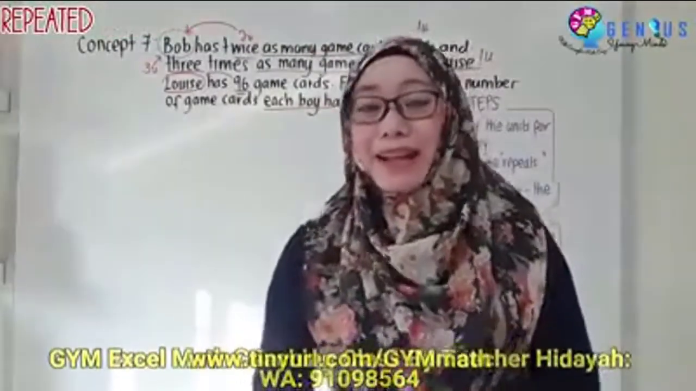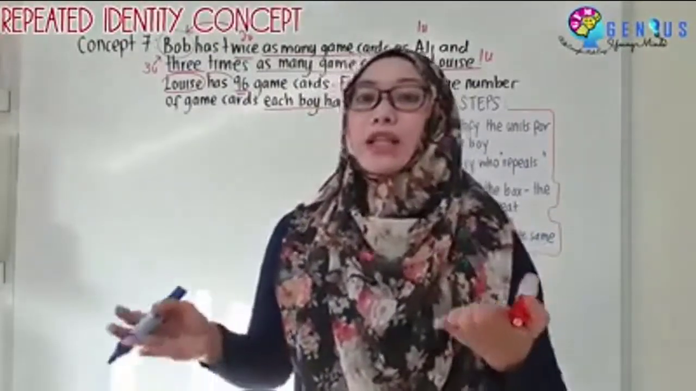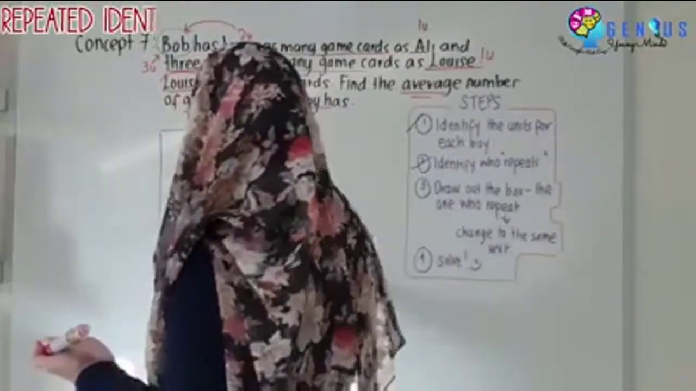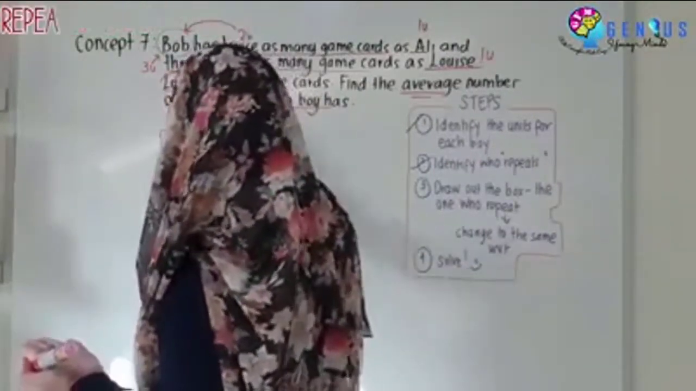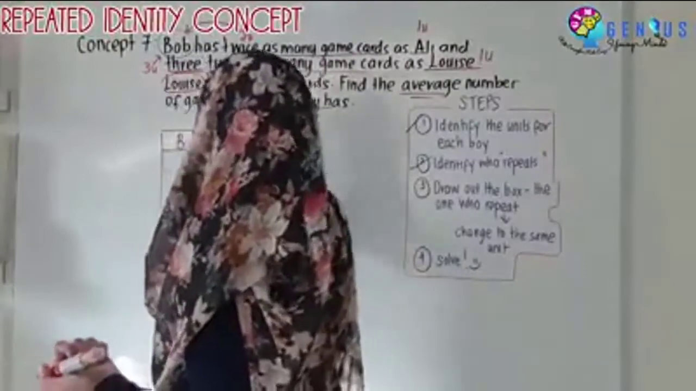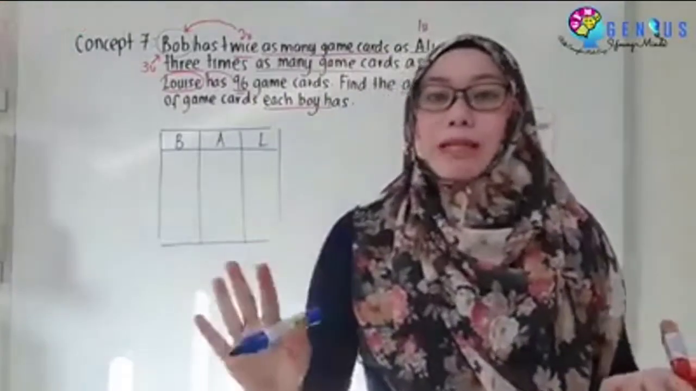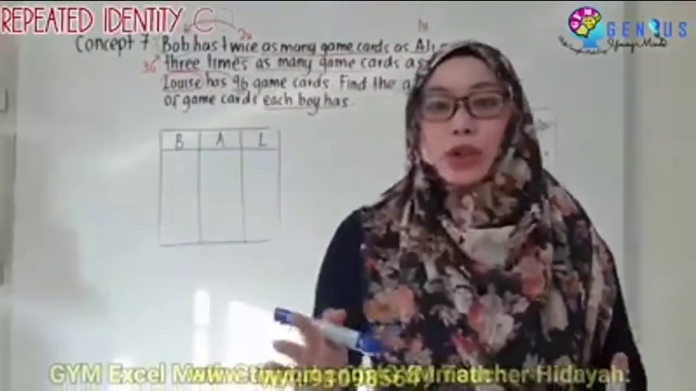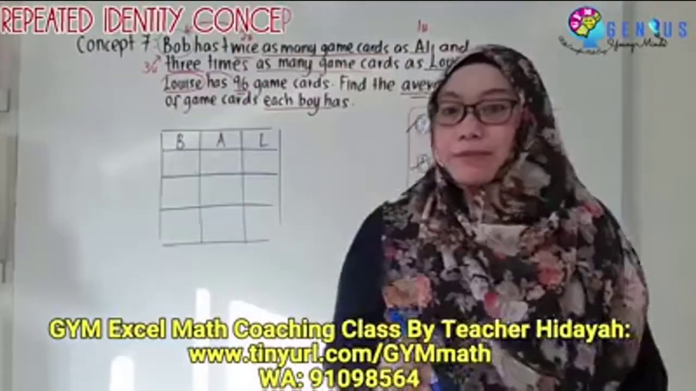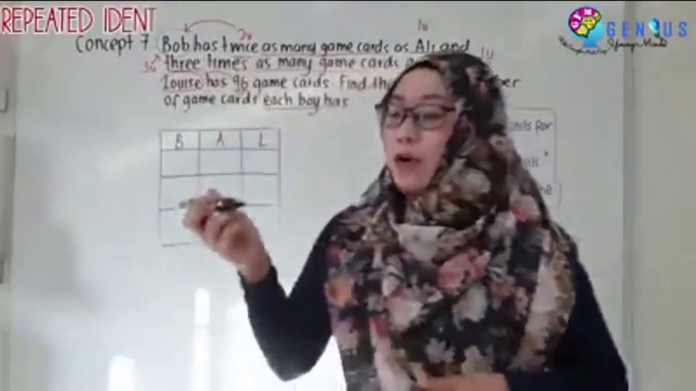We're going to draw out the box. The repeated identity box is very easy. Just take note of how many people the question gives. We have 3 people in the story, so we draw a box, then we draw 3 columns because there are 3 boys in this story. We start off with Bob, I put there B. Then we have Ali, we put there A. And then we have Louis, we put there L. Just a box to indicate all the units later. Then we fill it up with the information given from the question.